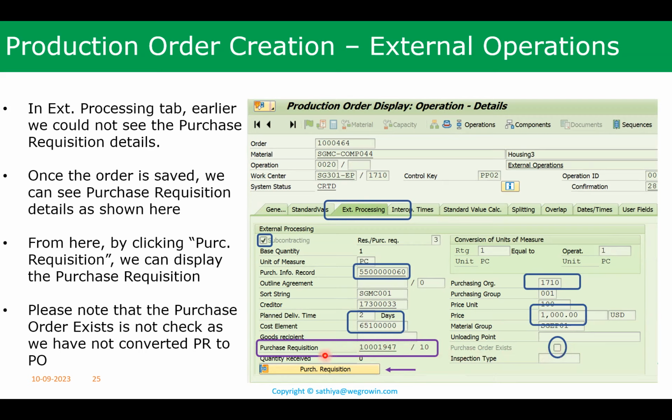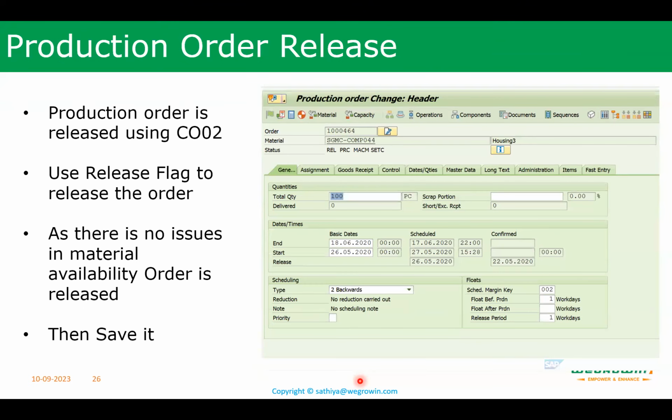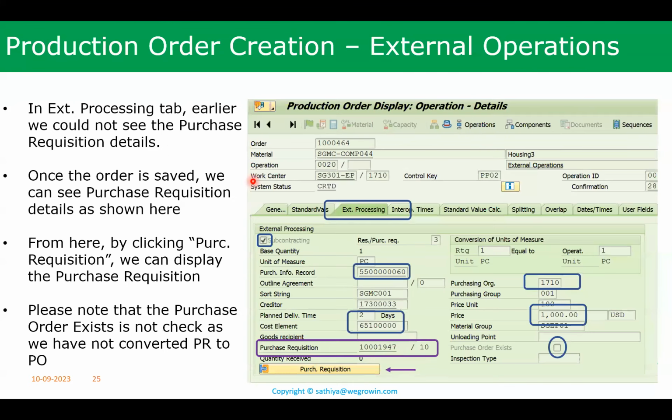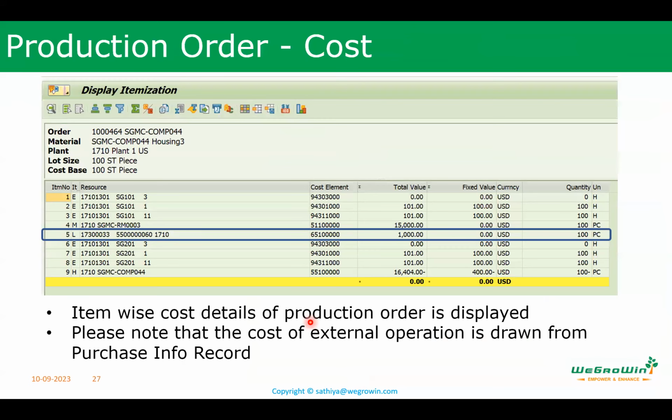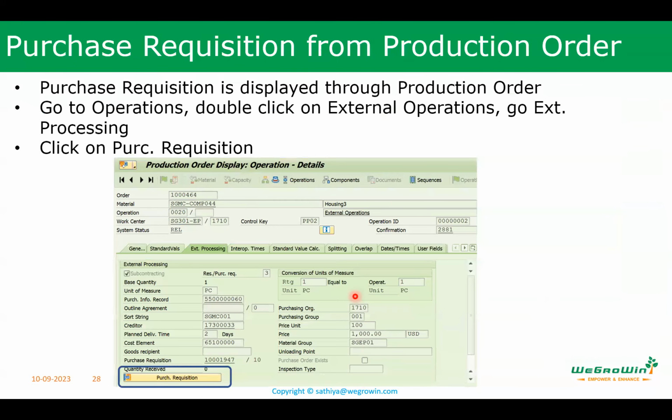Okay. So now we are having the purchase requisition here. By clicking this purchase requisition, we go and see here. Right? We can see the purchase requisition details. That we will see later. Now we release the production order. Okay. We release the production order and save it. And also the costing will get worked out for this.